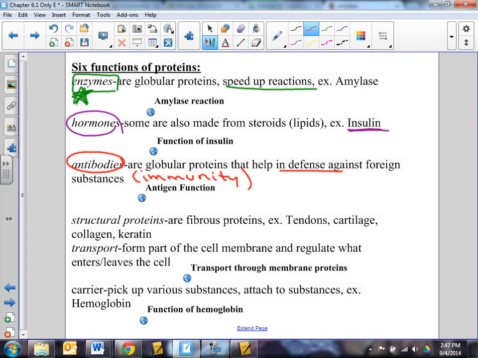So antibodies are like the little soldiers that stick to foreign molecules and alert you, hey, this thing isn't supposed to be here. So I do have a little clip about antigen function. We'll see if this one works.